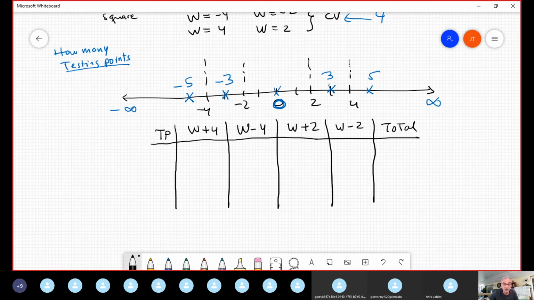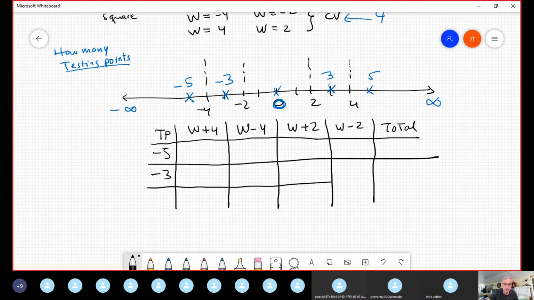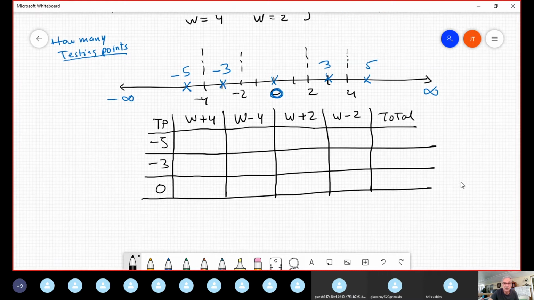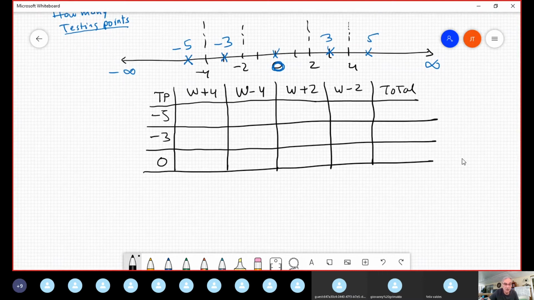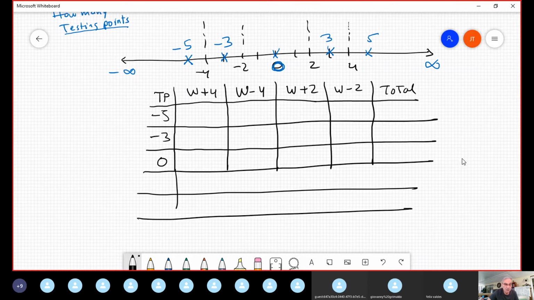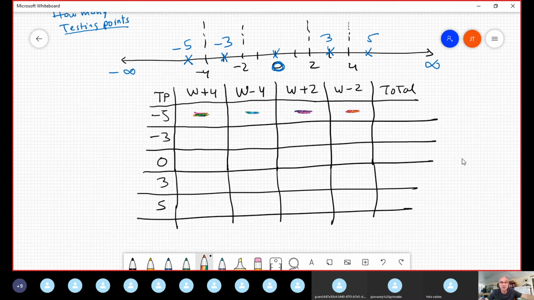And the testing points are -5, -3, 0. 0 is good, so I like 0. The 0 is easy to evaluate, no? More rows: 3 and 5. Now substitution. Is it negative? Let me use another color. That color is good. Negative. This is negative. You check it, see if I make a mistake or not. This is negative. This is negative. Okay. And what is the total sign, please?